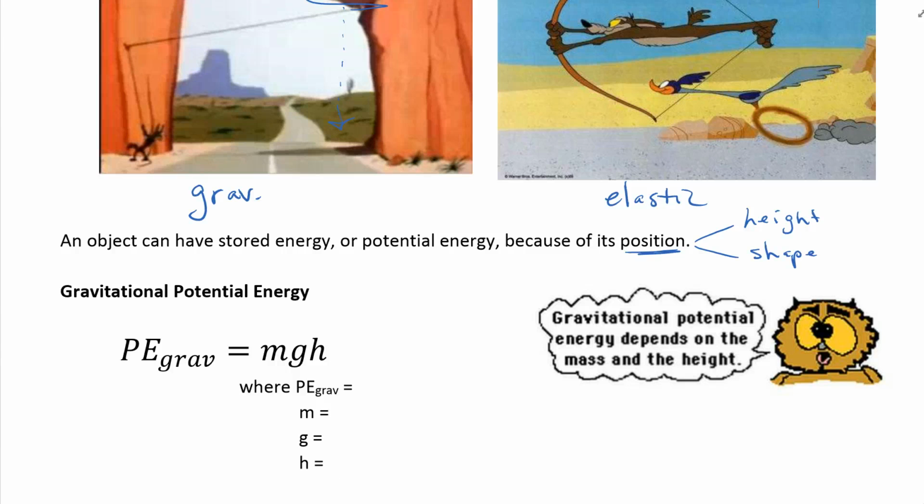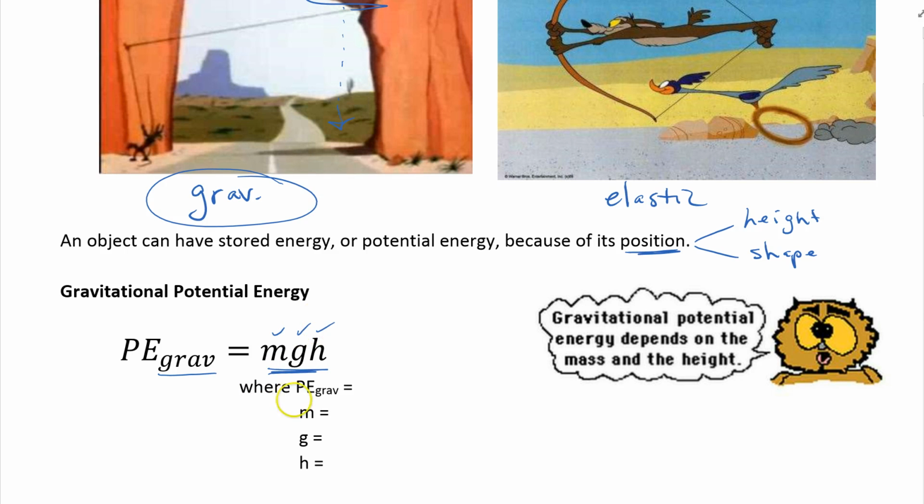Let's take a look at the formula. This is the first one, for gravitational potential energy. So PE is just general potential energy. What type of potential energy? Gravitational potential energy. It depends on only these three things: its mass, the gravitational field strength, and the height.